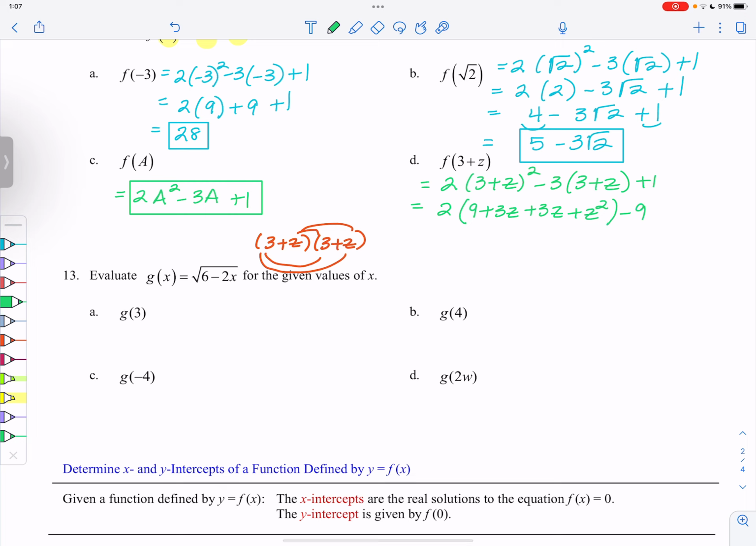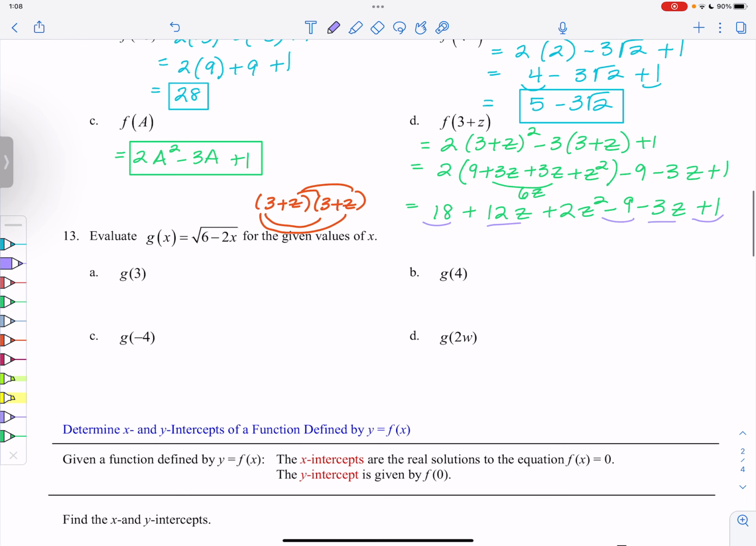And then let's distribute that negative 3 plus 1. Now we do have like terms here. This is 6z, so when we distribute that 2, we'll have 12z. And then we can combine this. Minus 9 minus 3z plus 1. So sometimes it's nice to put a little loop under the constants. And then if you see any other like terms, maybe you can write a line or something.